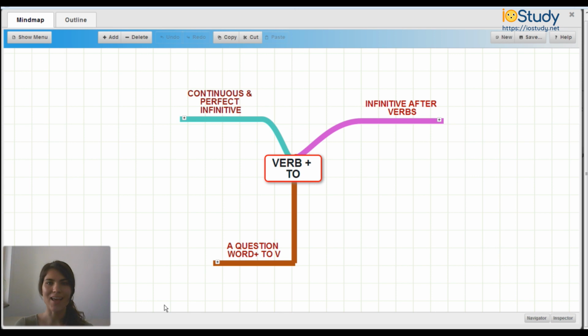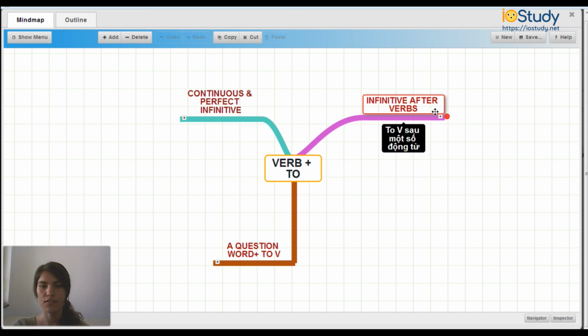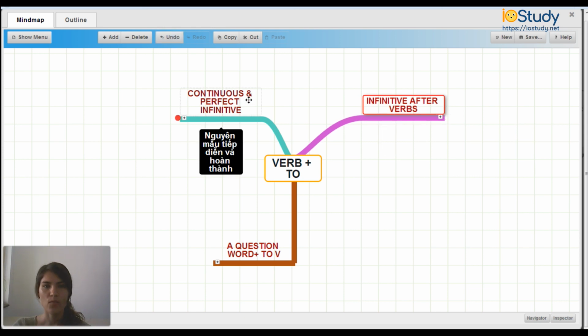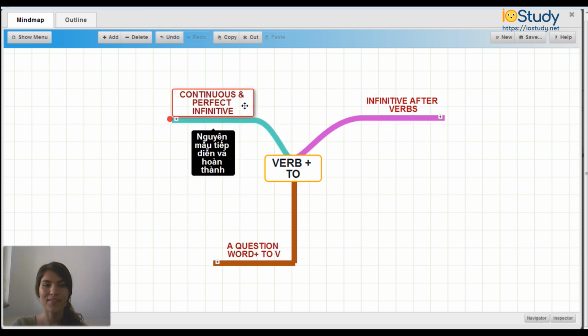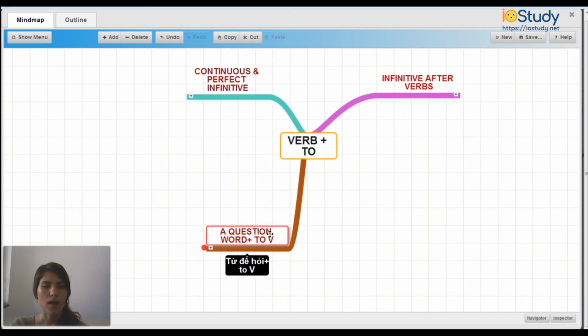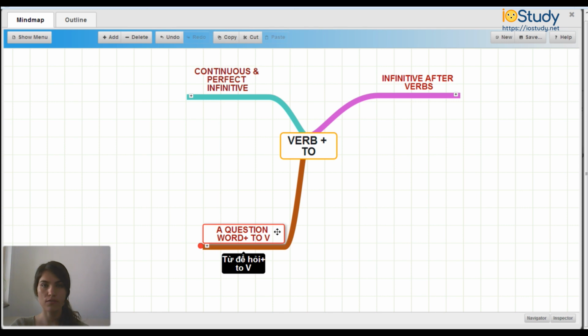Hello everyone, this is Danielle, and today in the video where we're going to learn about English grammar, we are going to talk about the rules for verb plus to. So as you can see here, we have the mind map for verb plus to, and we have three things to talk about. So first we have the infinitive after verbs, then we will talk about continuous and perfect infinitive, and finally we will talk about a question word plus to verb.